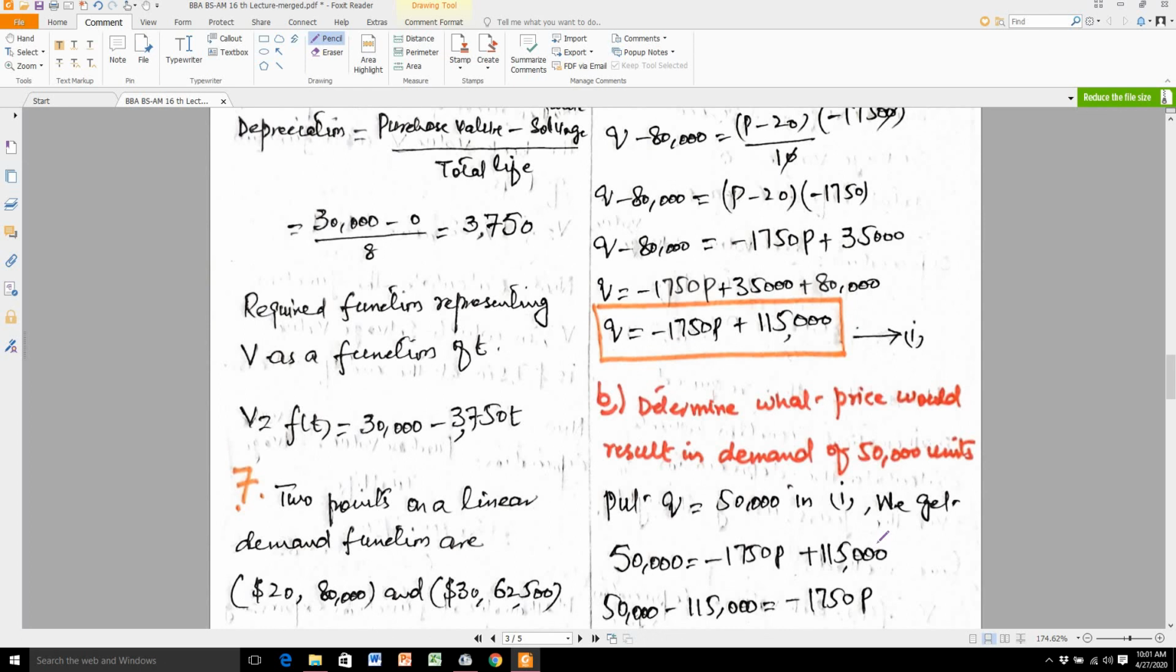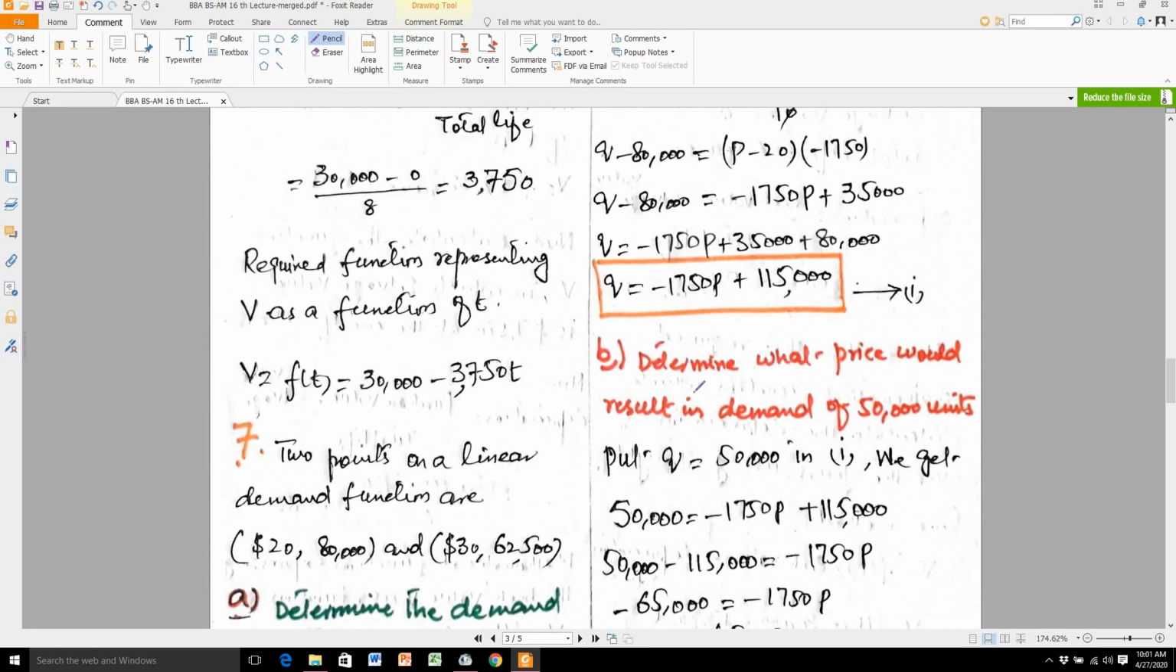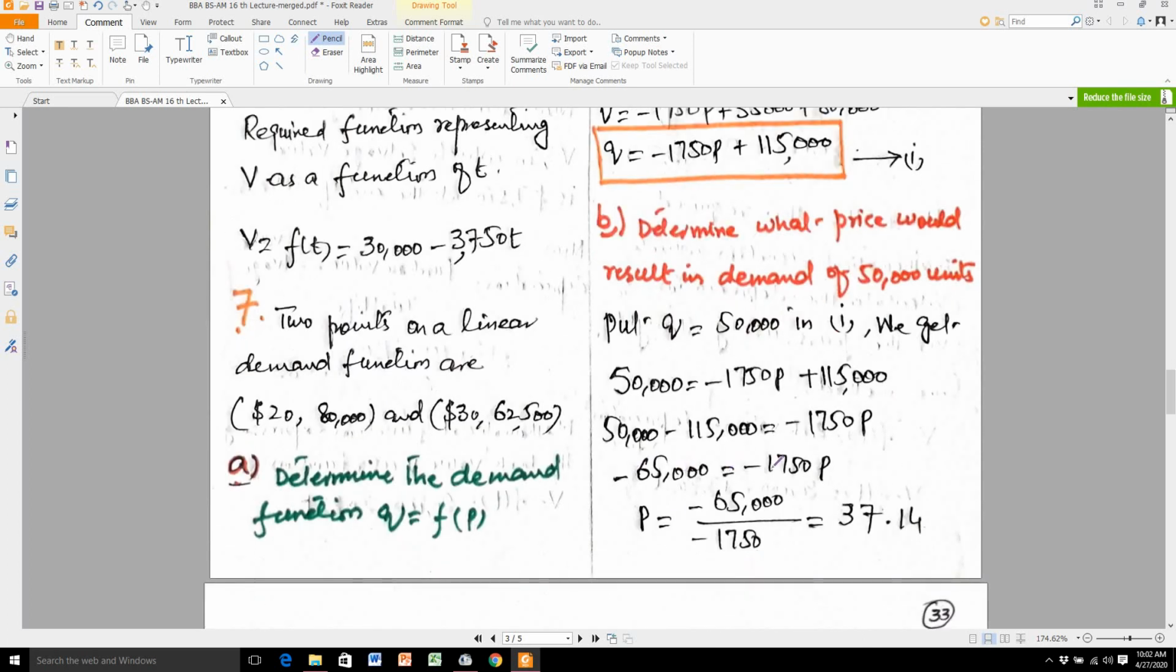Now we move towards part B. Part B is: determine what price would result in a demand of 50,000 units. Clearly he stated here, if the demand is 50,000 units, at what price does this come true. So you substitute Q is equal to 50,000 in equation number 1, we get 50,000 is equal to minus 1750 P plus 115,000. When I simplify this, I get minus 65,000 is equal to minus 1750 P, and when I divide it by minus 1750, P is equal to 37.14.